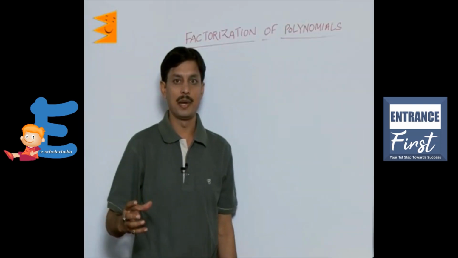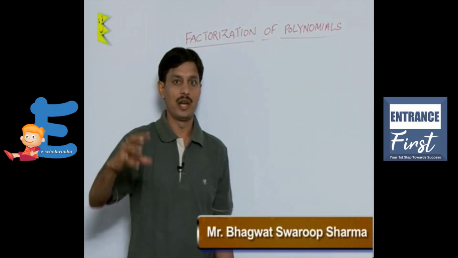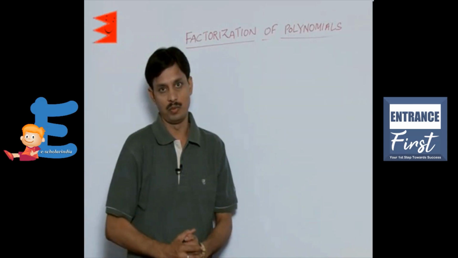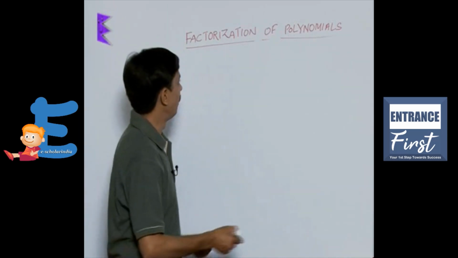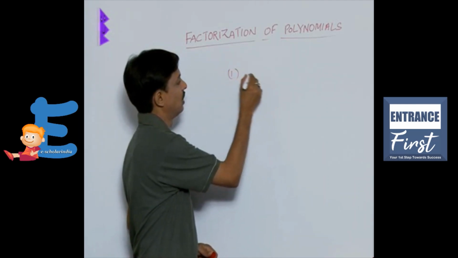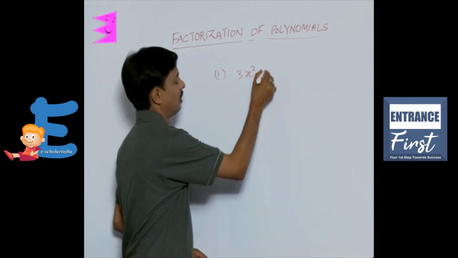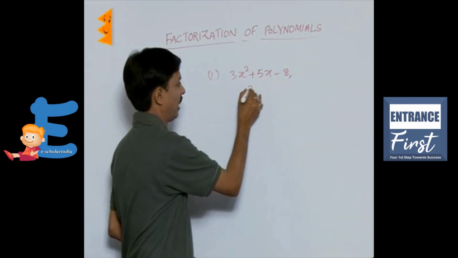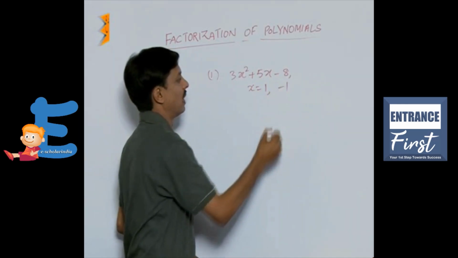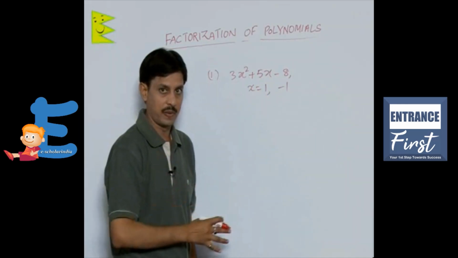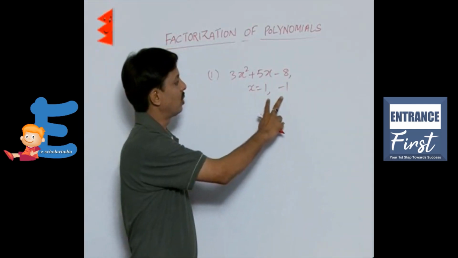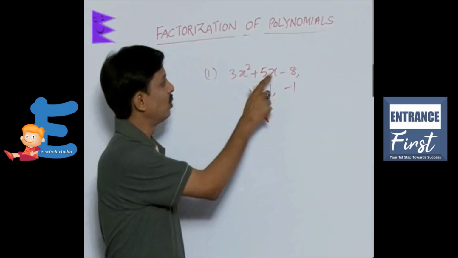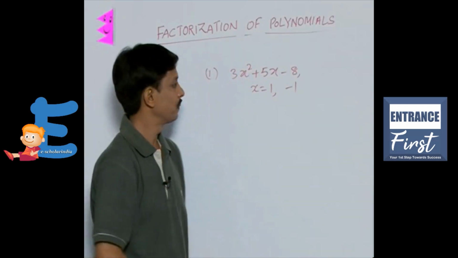Now I will take an example where we will check whether the given values are zeros of the given polynomial or not. To explain you, I am taking an example like this. First, 3x square plus 5x minus 8. Check whether x equals 1 and minus 1 are zeros or not. Why am I asking you to check 2? Because there is a chance of occurrence of 2 zeros, because this is a quadratic polynomial.